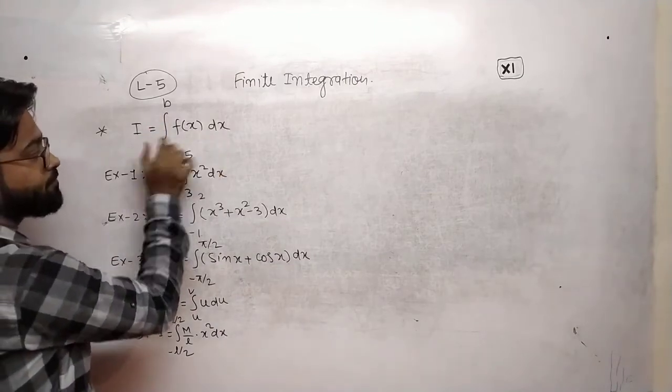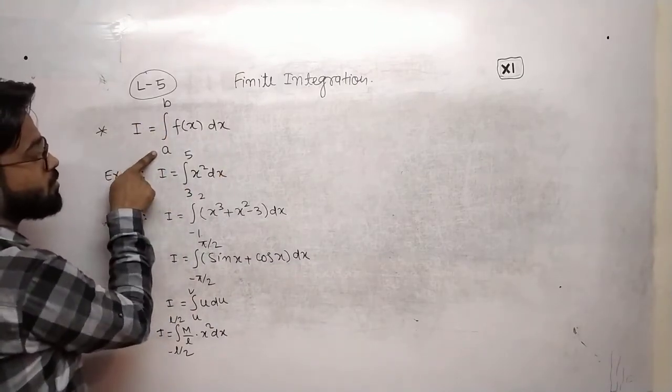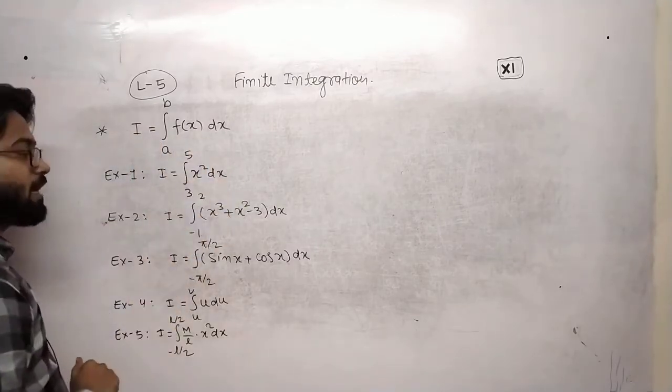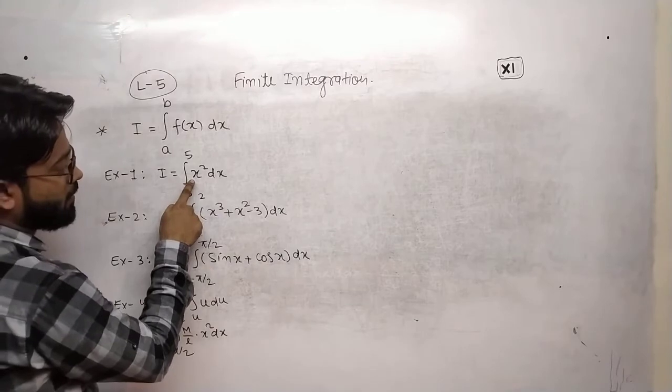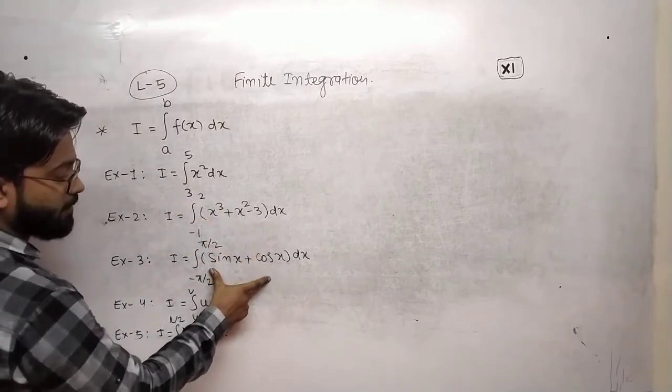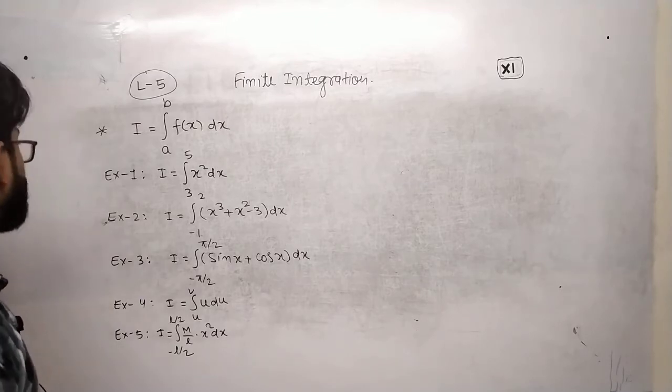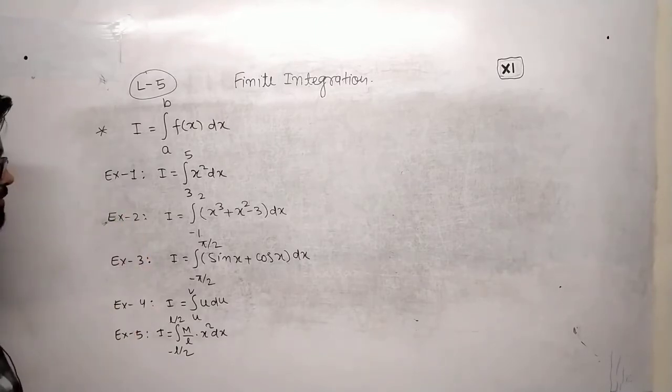Integration of a function from a to b. This is the lower limit and this is the upper limit. This is a function. It may be any function, like x square, it may be like that. Okay. This is very simple. Let us discuss these examples one by one.